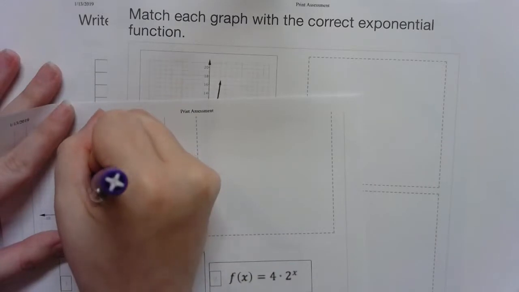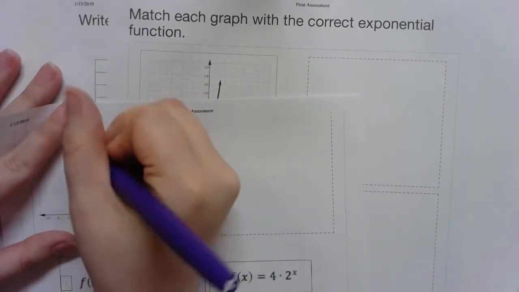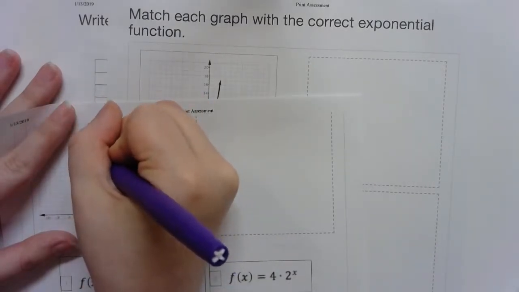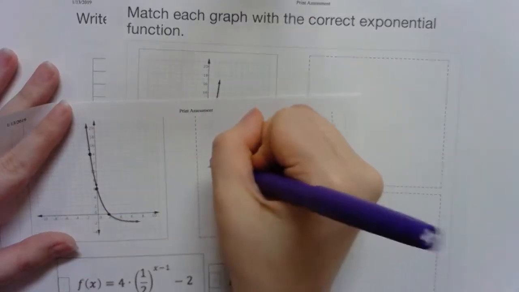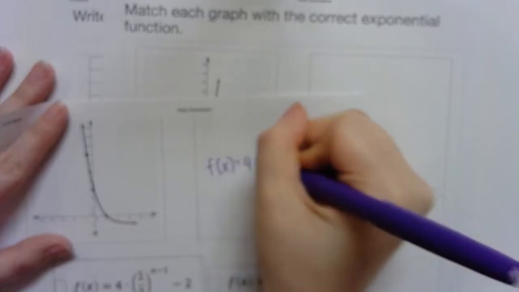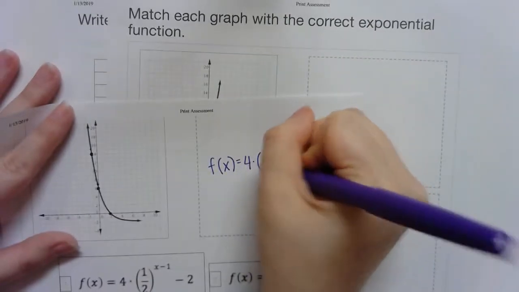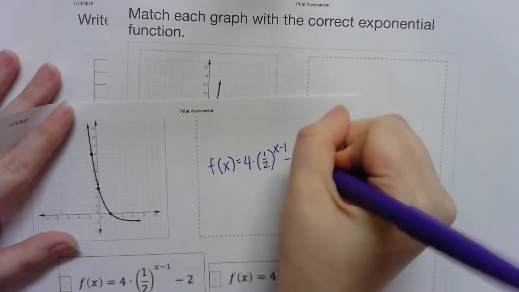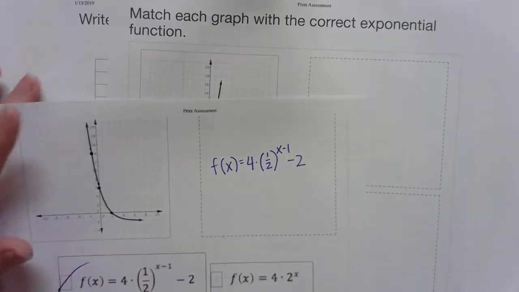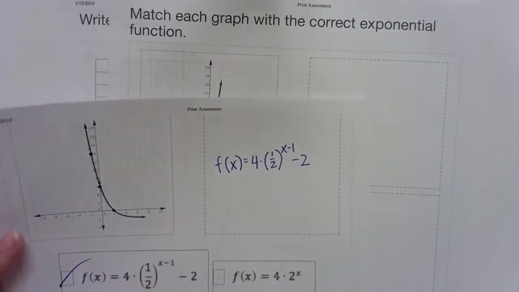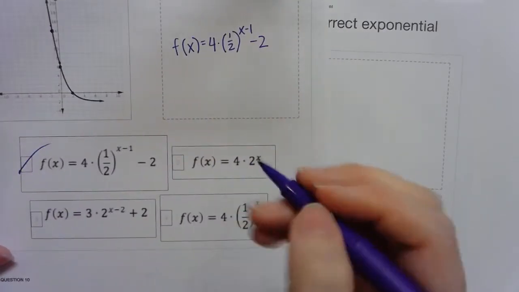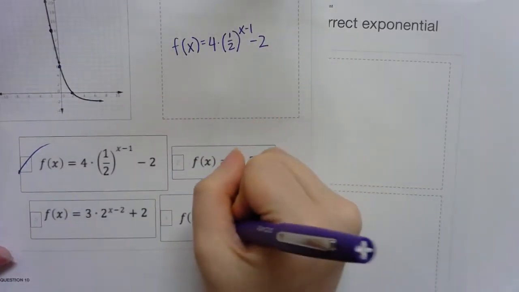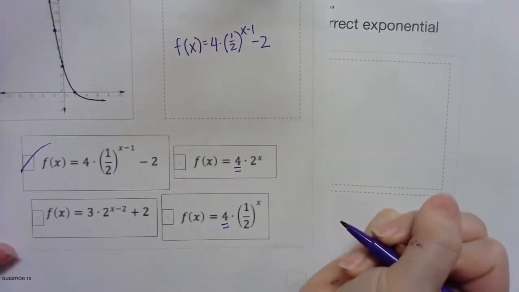Went through at 6, and then at 14 is where it crossed there, and then went through at 2. So this would be f of x equals 4 times 1/2 to the x minus 1 minus 2. So that one's taken care of. We had just done that one. Now, I would probably go to these two next and eliminate them a little more easily because they should both cross at 4.